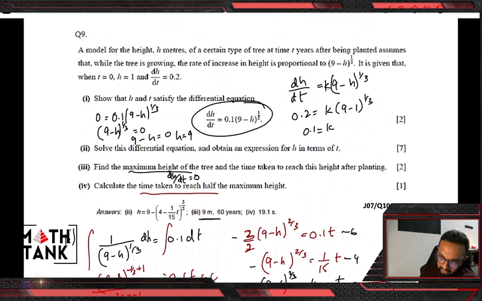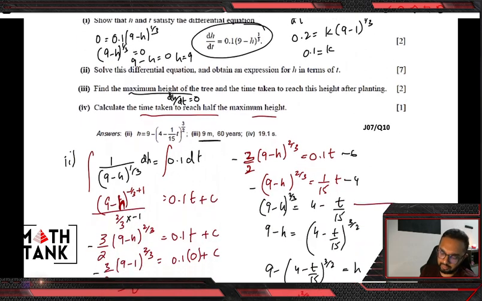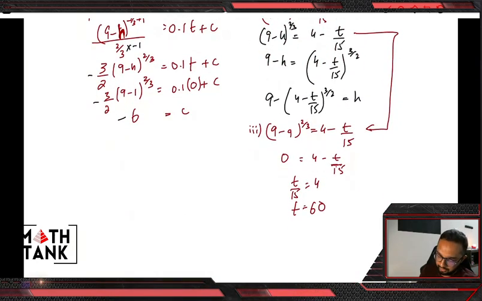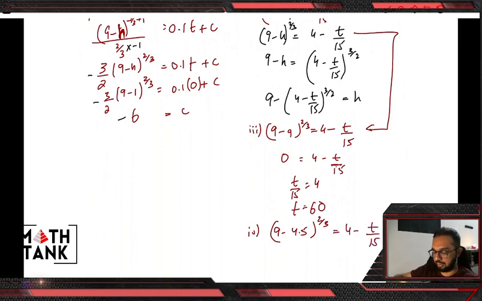Calculate the time taken to reach half the maximum height. So that's also simple. I don't need to do a lot of calculations here. I'm just going to say that half the maximum height is 4.5, so (9 minus 4.5) to the power 2/3 equals 4 minus t over 15. Now I'm going to have to calculate a little bit. Use my calculator to do that. Power 2/3, and then 4 minus answer multiplied by 15. So I get 19.11, and that is my final answer.